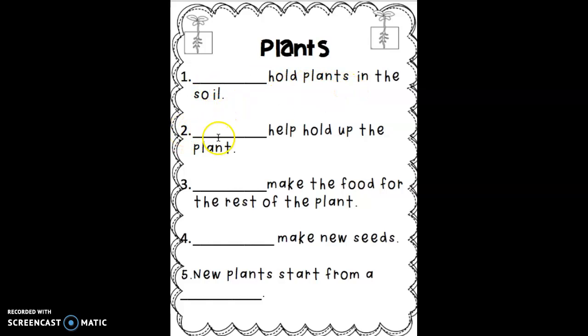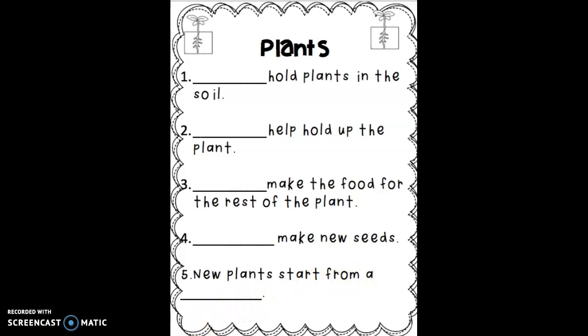Number 2, blank help hold up the plant. Number 3, blank make the food for the rest of the plant. Number 4, blank make new seeds. And 5, new plants start from a blank.